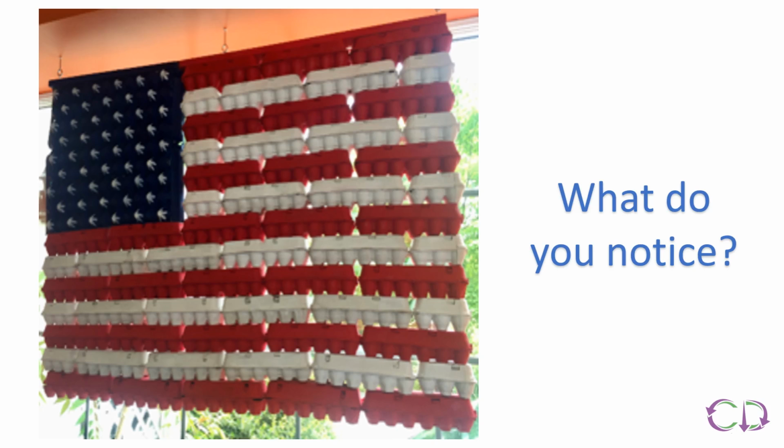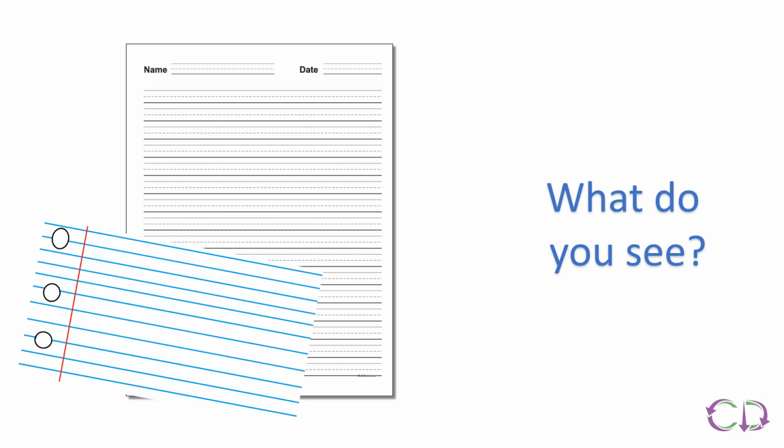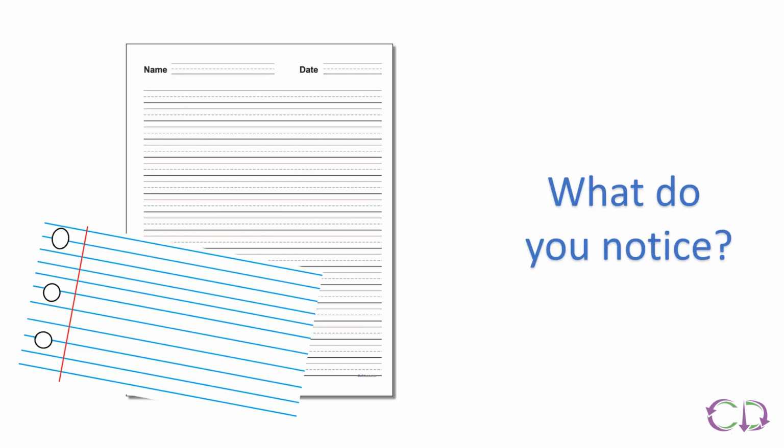Let's take a moment and analyze this flag. We have egg cartons. Some of them are full dozen, some of them are half dozen. We have a 2.5 dozen carton that's colored blue. We have something that is making the stars on the blue. What's the ratio between the red cartons and the white cartons? How are they held together? What do you see now? What do you notice?